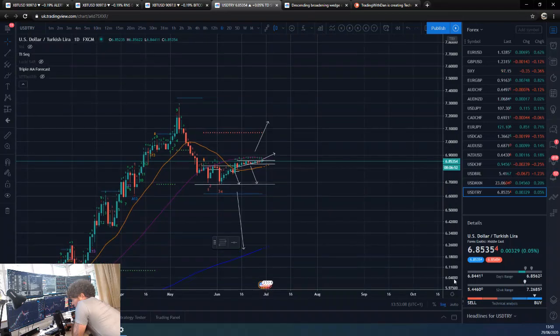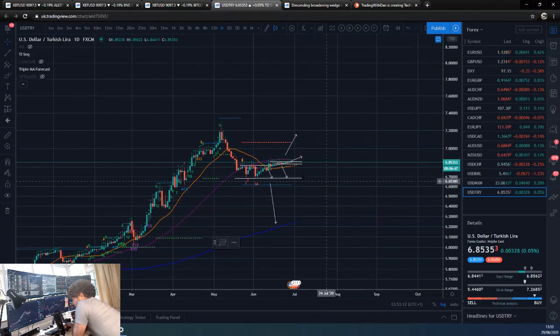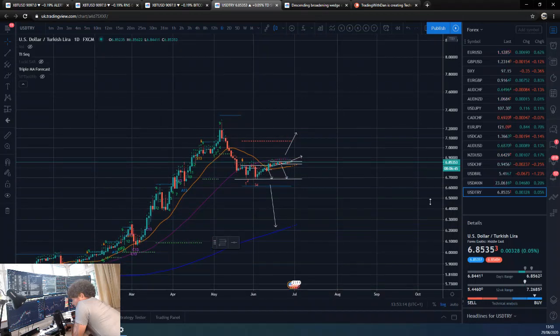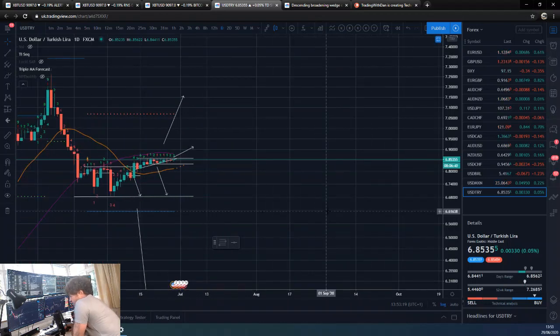Yeah, there's a 200-day. Watch out for that one. We're pretty extended away from the 200-day, guys. So, yeah, it's a difficult one to call. But pattern-wise, it looks like a very nice looking ascending triangle.